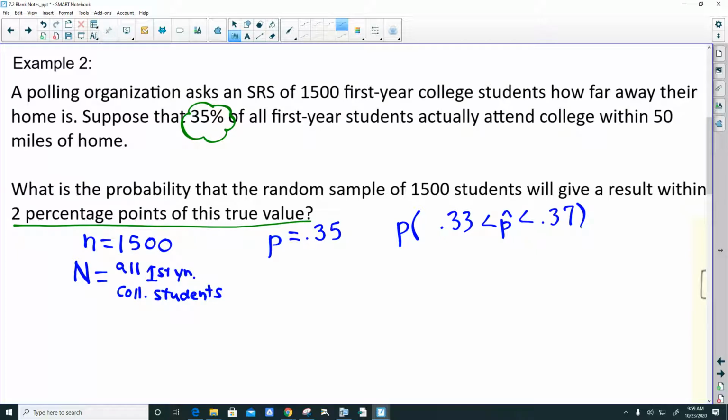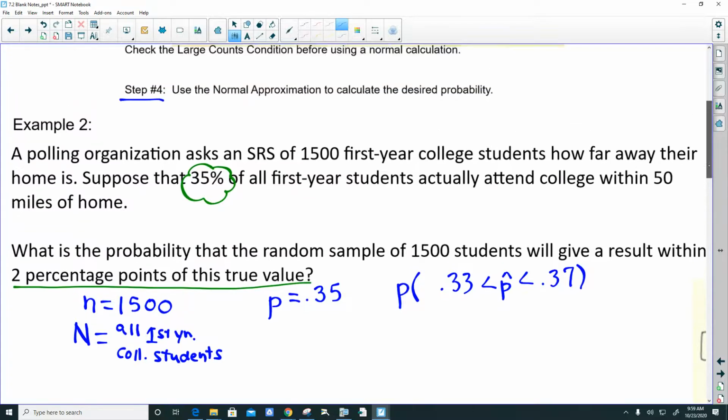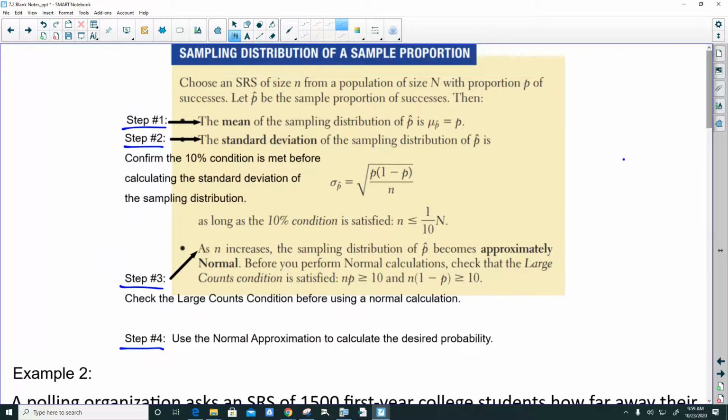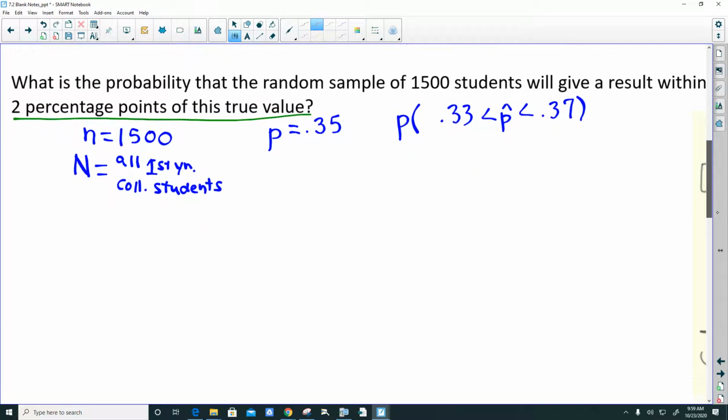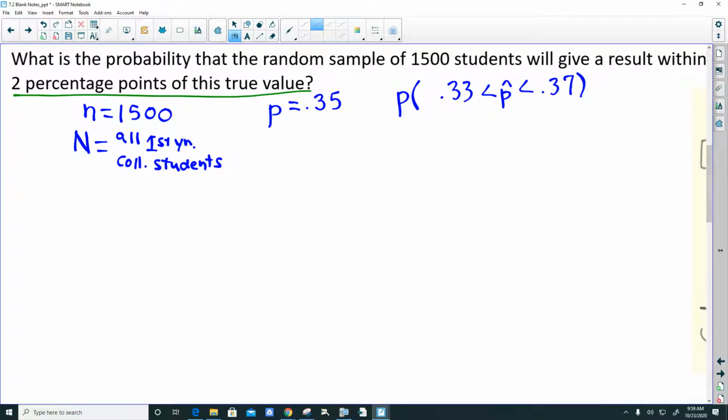And before we can answer that, I'm just going to scroll back up to the top here. We need to establish what the mean, standard deviation, and the shape of this sampling distribution is, so that we can hopefully use a normal CDF calculation to calculate that probability. Okay, so we're just going to move through. I'm going to go ahead and label these parts here.